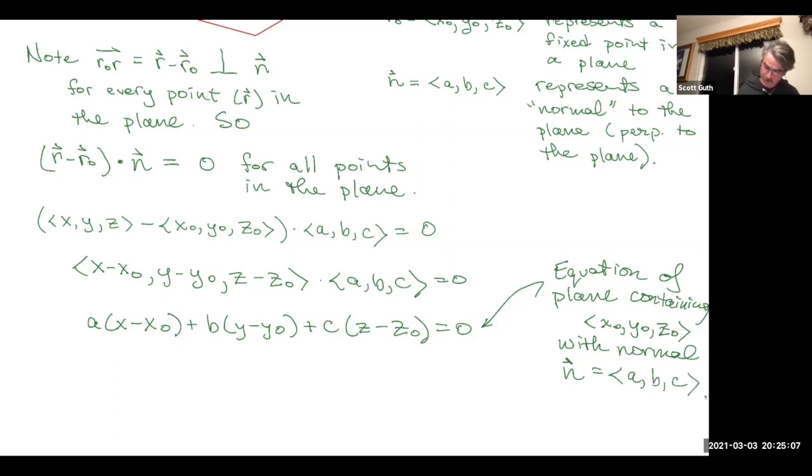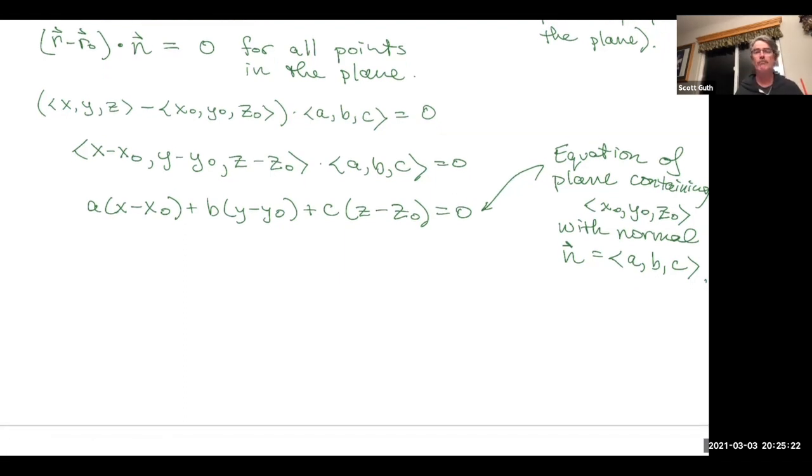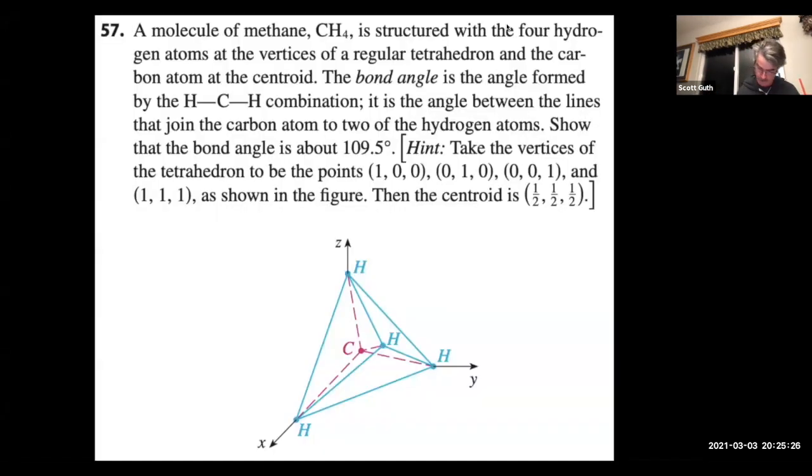Okay, so planes are actually more simple than lines in terms of their equations. You can express a plane with a simple equation, but lines take more than one equation.